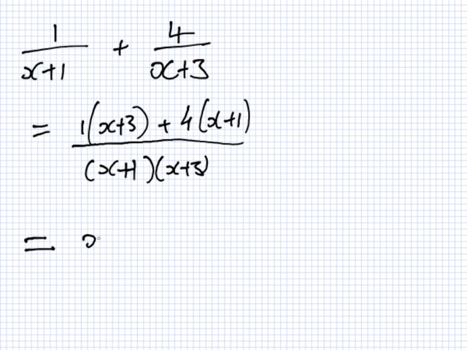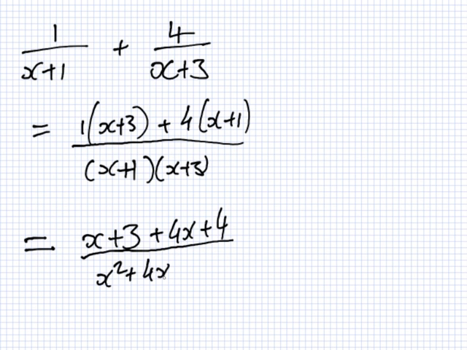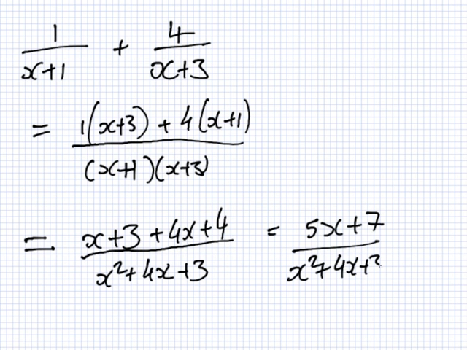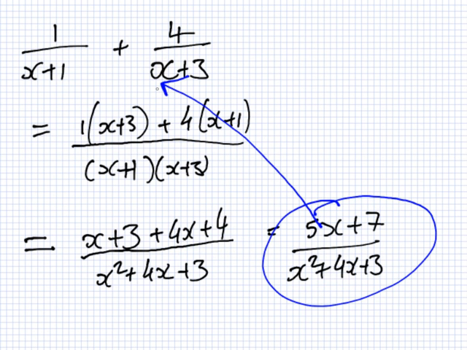So if we multiply out the top, we get this. And if we multiply out the bottom, we get this. So on the top, we get 5x plus 7. And on the bottom, we get x squared plus 4x plus 3. Which is a rational function. Is it proper? Yes. Yeah. So what we're going to learn today is the tricky part, is starting from here and going back to here.